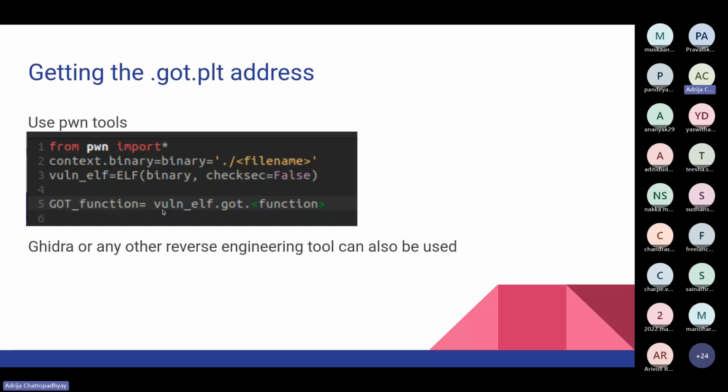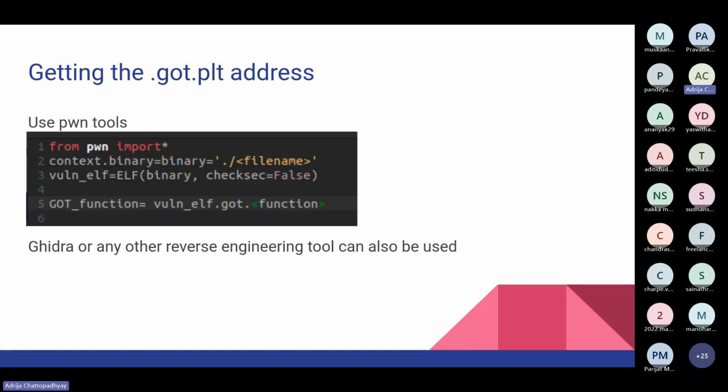So we're doing something equal to ELF of that binary. This is the syntax: context.binary is equal to the binary, where you open your file with whatever your file name is, and then you take out the ELF symbols from it, the ELF of the binary. And here we're turning off checksec. Otherwise, if it's on, you get to see all the protections that are there for the binary.